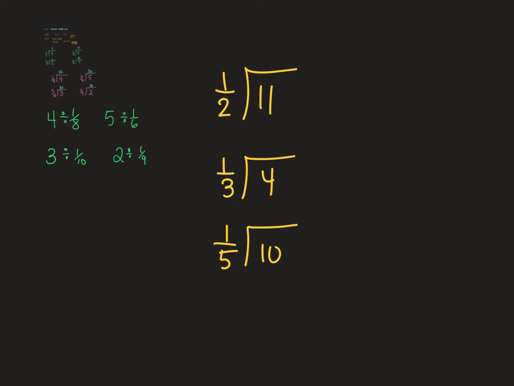All right, let's see if we can notice any patterns. How many halves are going to fit in 11? 22. How many thirds are going to fit in 4? That would be 12. How many fifths fit in 10? That would be 50. So are you noticing any patterns with these numbers? Yeah, it's really a multiply pattern.